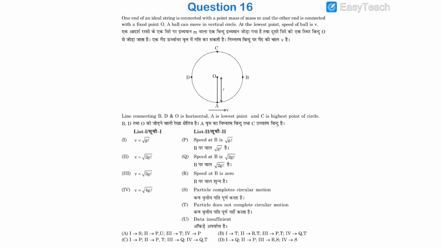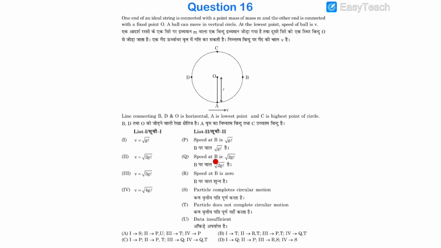If we give a velocity of under root gl, then we know that the minimum velocity required to complete the circle is root 5 gl, and the minimum velocity required by the ball at the lower point to just reach point B is under root 2 gl. So this is even less than under root 2 gl, which leads us to the conclusion that this ball will never touch this point and it would leave the circular path before point B. So this is not the correct option.